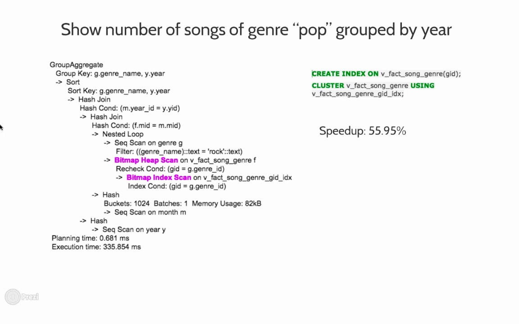So we created an index on the genre ID field and we clustered it. Now, after clustering, the use of Postgres bitmap heap scan is extremely effective, as all facts corresponding to one genre are now grouped together, so the amount of input-output the optimizer needs to do to read records of pop genre is minimal. So the speedup is around 56%.